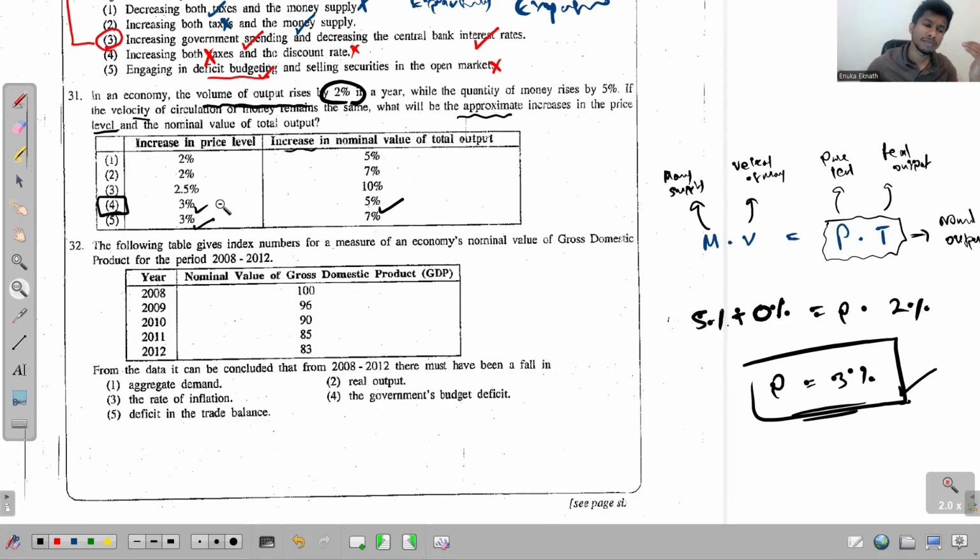ඒ නිසා අර 2.94 we can round it off to 3. අර 4.99 we can round it off to 4.